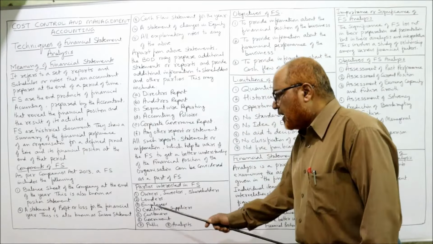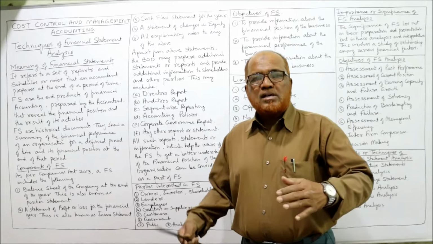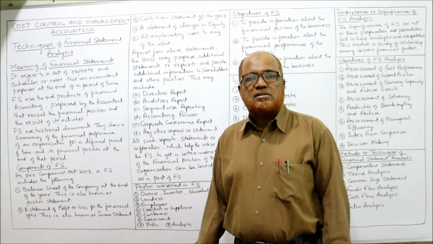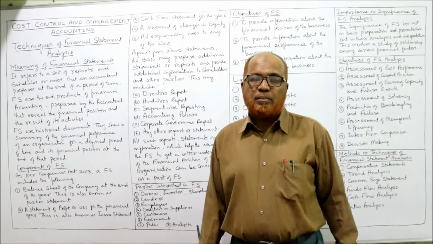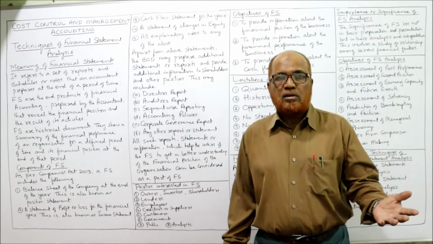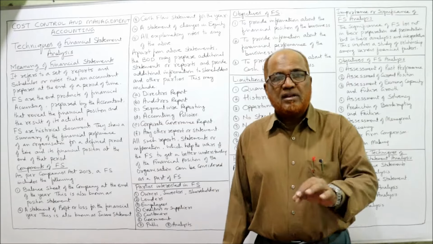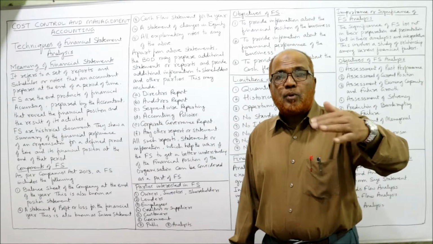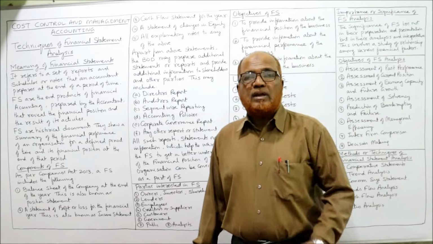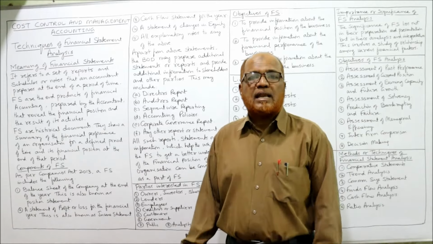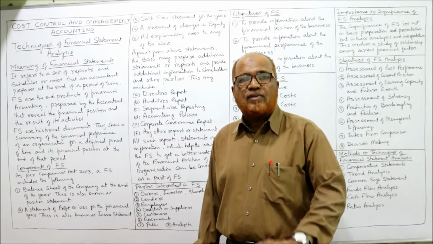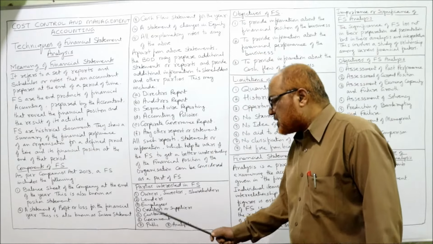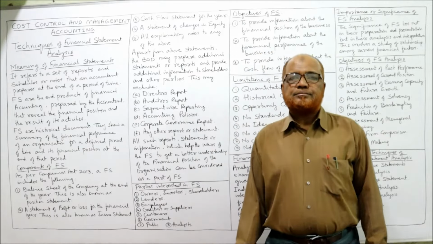The next one is employees. The employees are providing the services to the business. So employees are interested whether the company is performing better or not. Otherwise, they will switch over. They will leave the company. They will resign. If the company is prospering, then employees will ask for more hike in the salary, bonus, incentives. So they are interested in financial statements. Next one is creditors or suppliers.